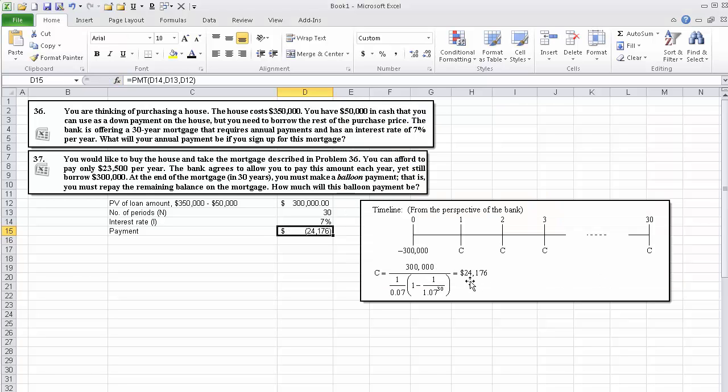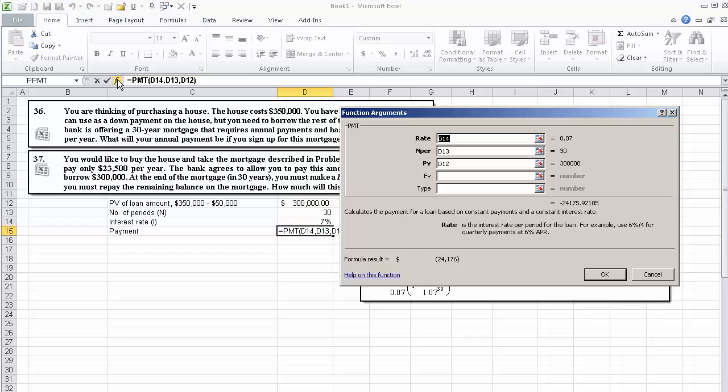So I hit OK and I'm done, and I've got 24,176. Now, of course, this is rounded to whole dollars, but that's how you solve this one. Again, there's the formula right there. You can call it up and check what the various parameters are.